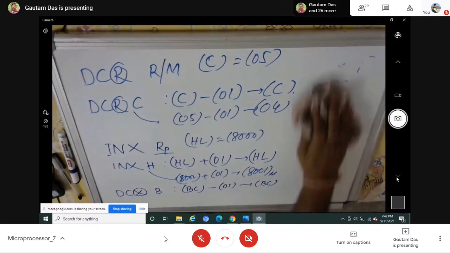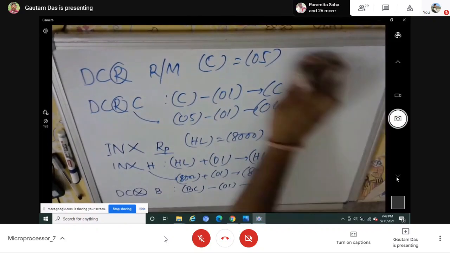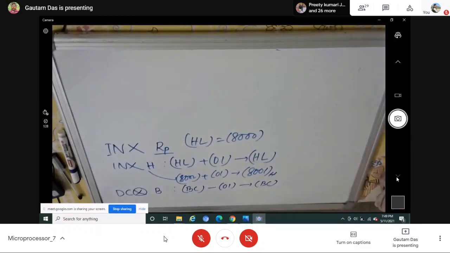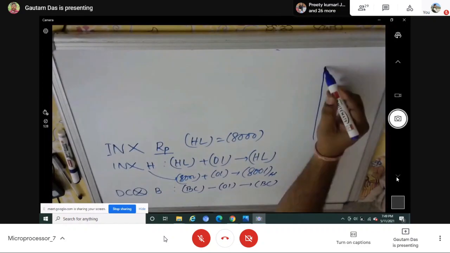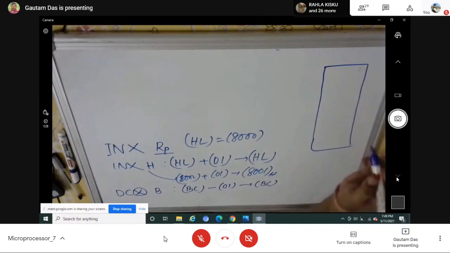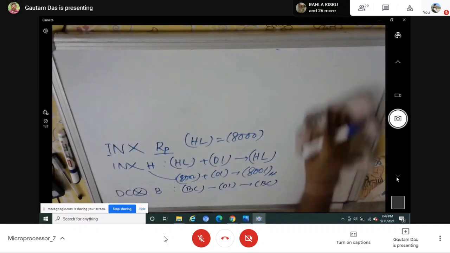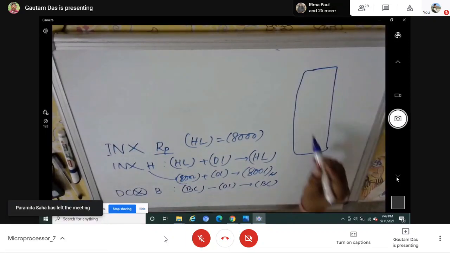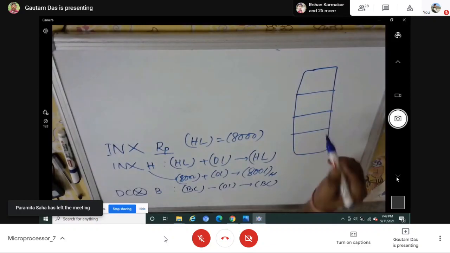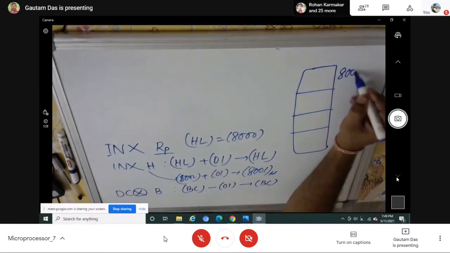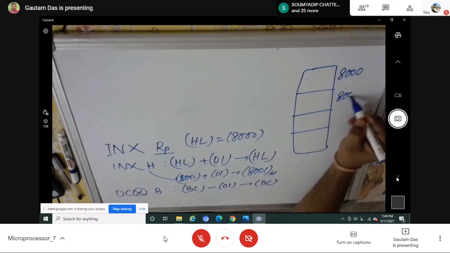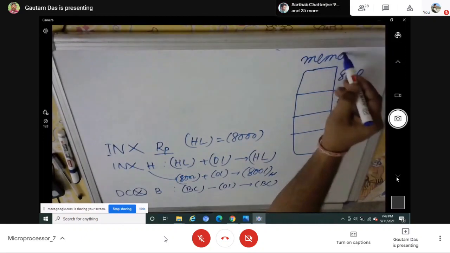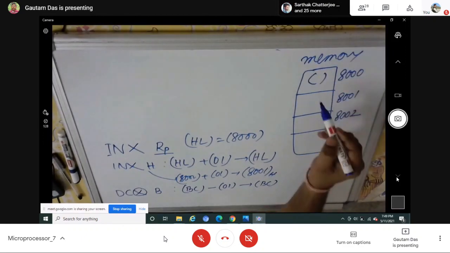Now suppose I try to write another program using those instructions. This is a memory segment I have drawn. Address, suppose I am writing here 8000, this is 8001, 8002. This is memory, and I have data already stored here.